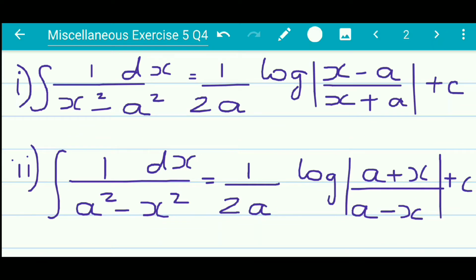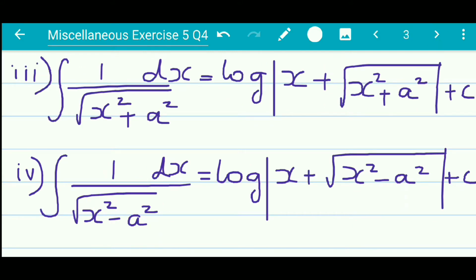Before going on to the sums, a quick recap of the formulae which are given here. We dealt with the formulae such as integral of 1 upon x square minus a square, 1 upon a square minus x square, 1 upon root of x square plus a square and 1 upon root of x square minus a square.